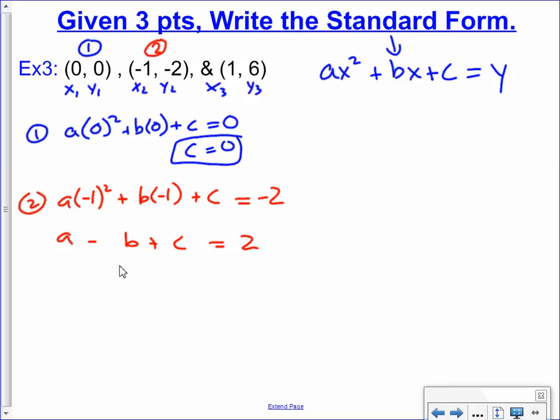Okay. All right. A minus b plus c is -2. But what's c? 0. You can plug it in. C is 0. So a minus b plus 0 is -2. So you just have a minus b is equal to -2. Save for later.